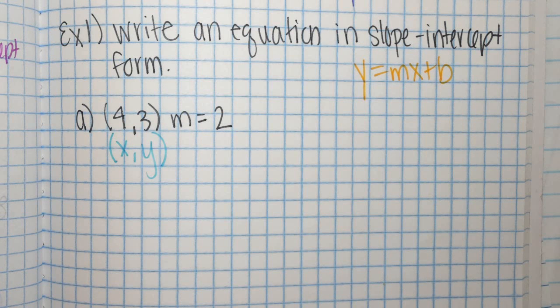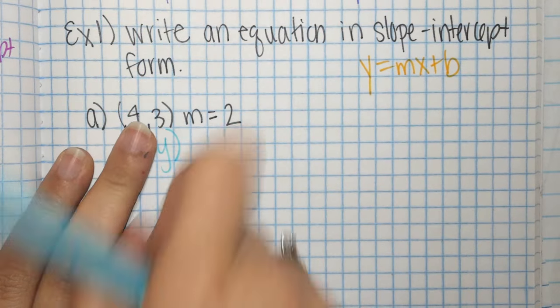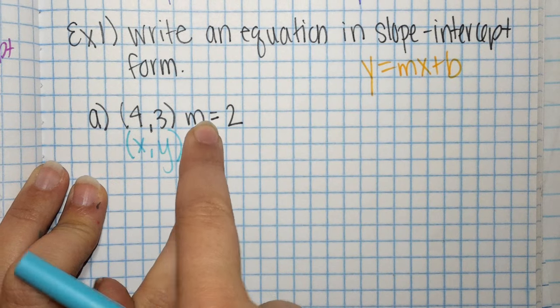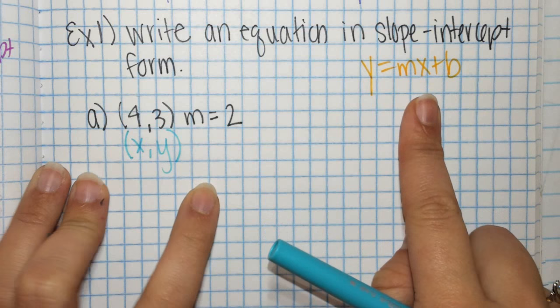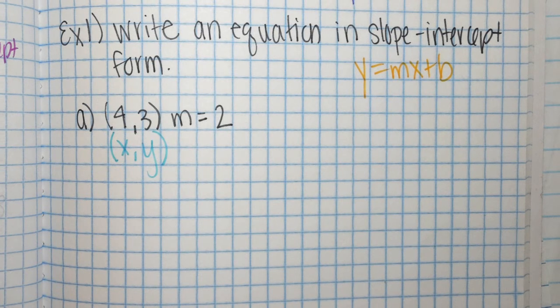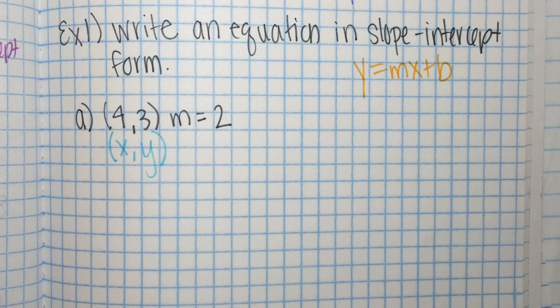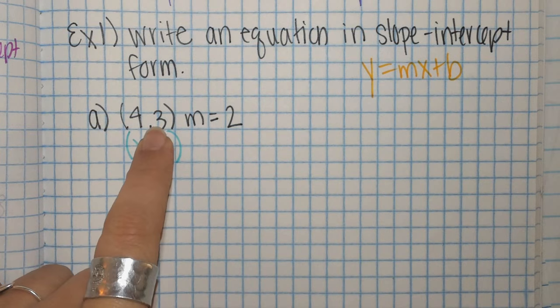Does everybody understand so far? We are given a coordinate, and our learning target said we were going to be given a point. This is the point, it's x, y, and we have m. What do we not have this time? b. So what are we going to have to find? b. How are we going to find it? We did it last year. We're going to multiply, but what are we going to multiply?